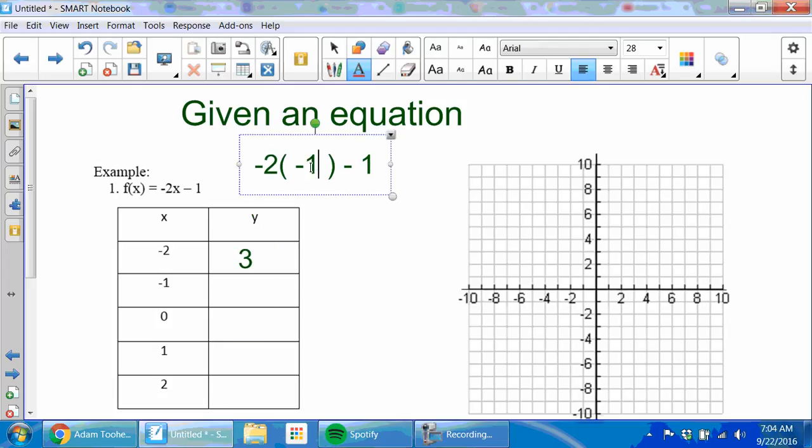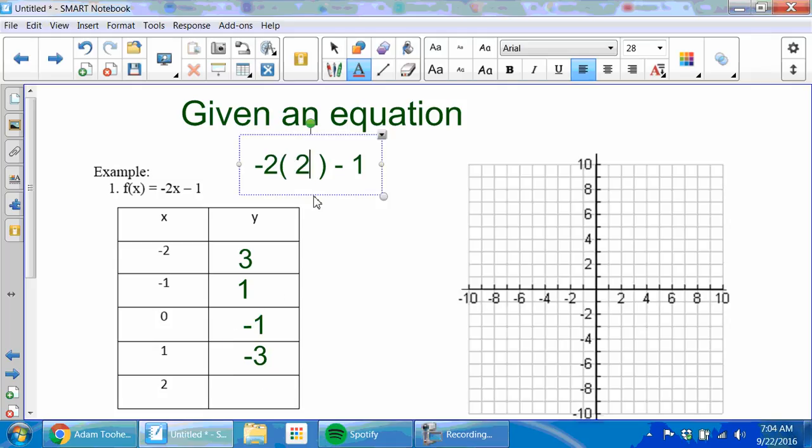Then I go down and do -1. That gets me +2 minus 1. That gets you 1. My next one, if I plug 0 in, -2 times 0 is 0. 0 minus 1, that's -1. I plug +1 in, just going down my table. Negative 2 times 1 is negative 2 minus 1. This would be negative 3.